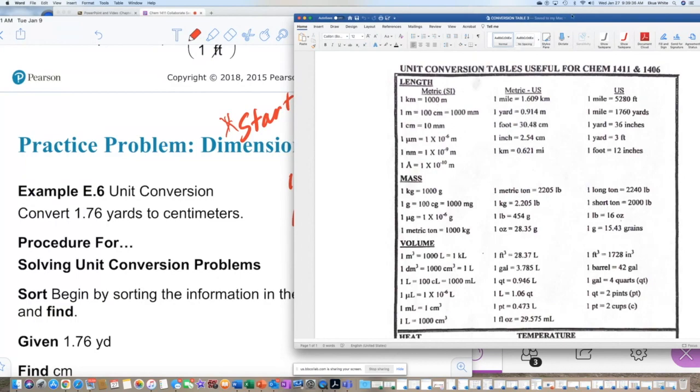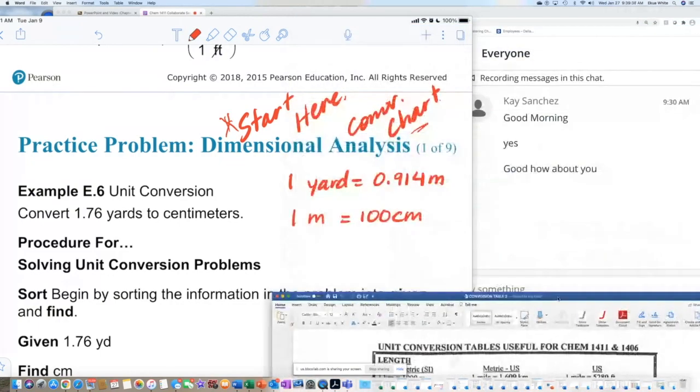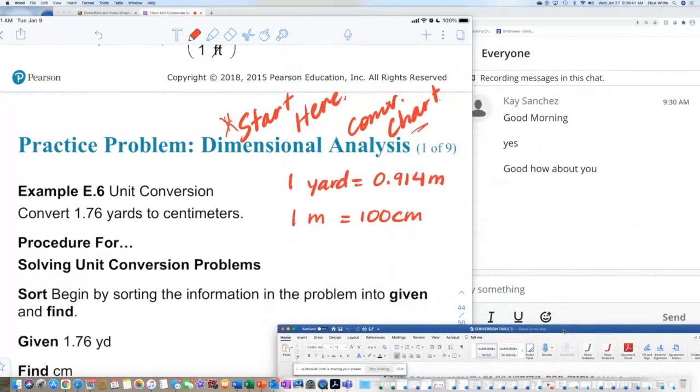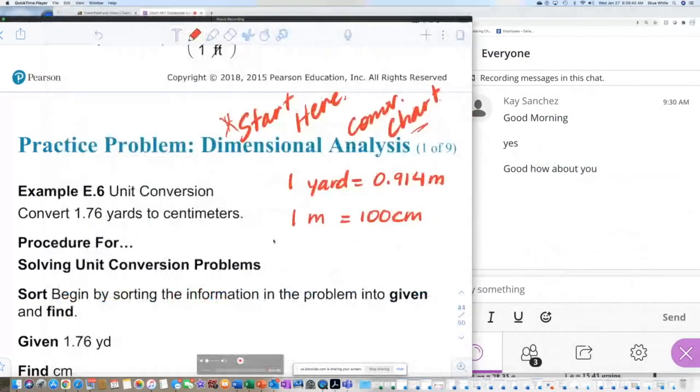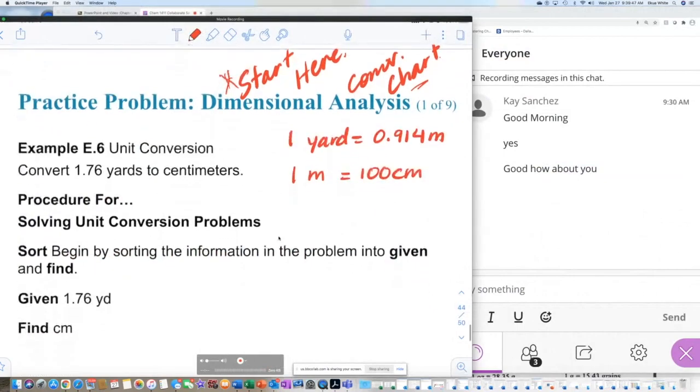So I think I got all the conversions I need for this problem. Okay, I'm going to set this right here so I can easily go back and forth. There. I got my conversions.